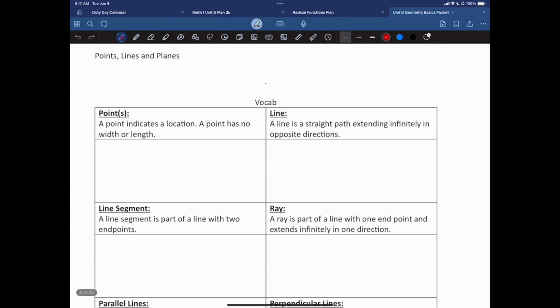All right, so this is going to be lesson 1 for Unit 6. We're going to start with a bunch of vocabulary. We're going to start by talking about what a point is, what a line is, all these different things, right? So start with points.